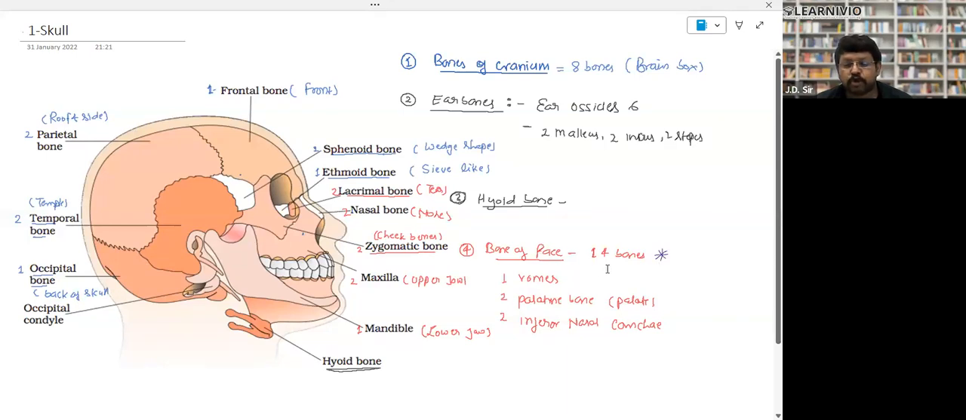Fourth is face bone. So there are a total of 14 face bones, right? I will make you write it down later. First, coming to the cranium, these 8 bones, right? What are the 8 bones? I have written them in the color blue.